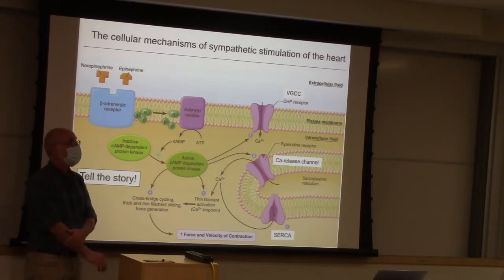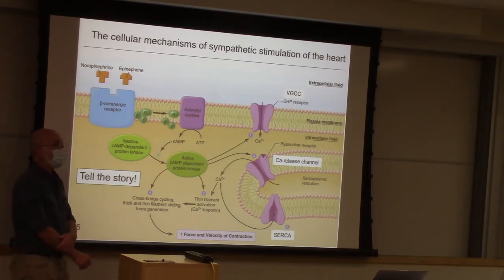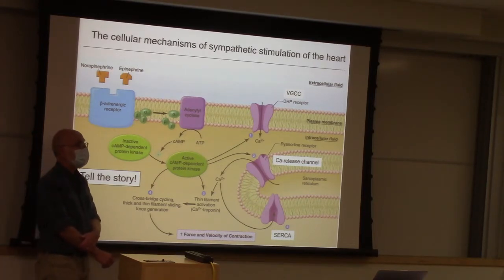This might be a dumb question, but aren't norepinephrine and epinephrine allowed to pass through the membrane? No. Epinephrine and norepinephrine are both too hydrophobic to pass through the membrane.